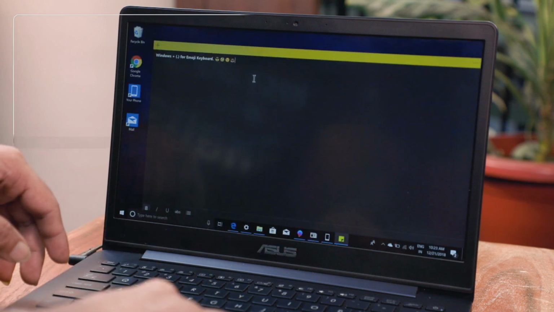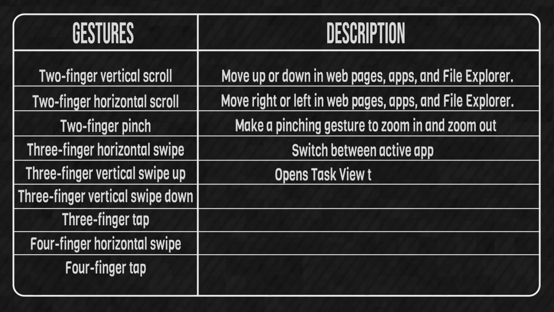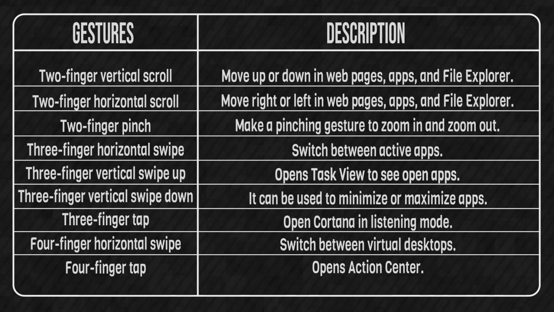In addition to these keyboard shortcuts, there are many touchpad gestures that can make your Windows experience buttery smooth. For example, you can swipe up with 3 fingers to open the timeline, tap with 4 fingers to open the Action Center, and tap with 3 fingers for Cortana. When you swipe down with 3 fingers, you can minimize an app. Swipe up again to maximize it.